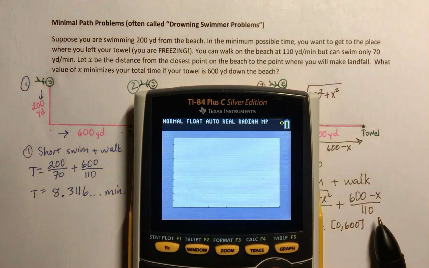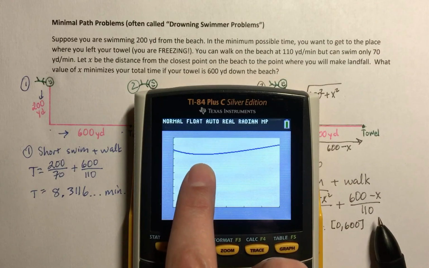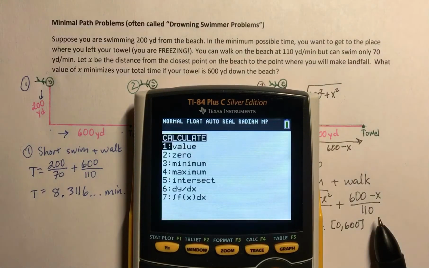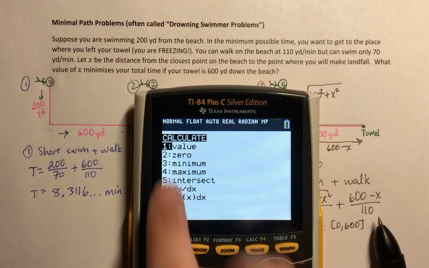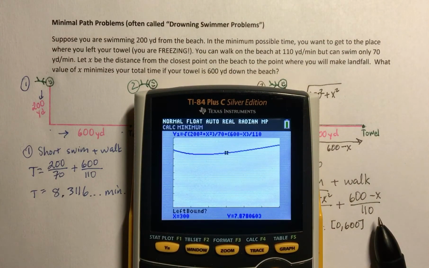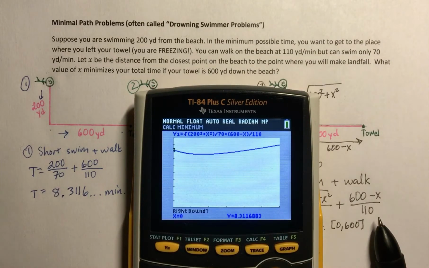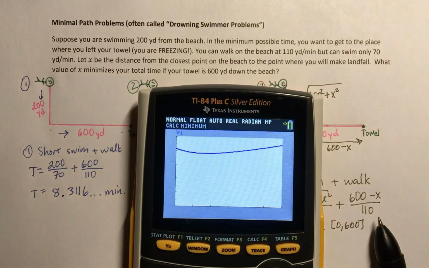Okay, so looking at our graph. It's always so slow. Okay, so I can see there is a spot where it is definitely less than either of my endpoints. And remember, we can find that by going second, trace, the calc menu. We choose minimum, so number 3. And then you can arrow or type, so you're left of that minimum spot. I can even just type the 0 in. For my right bound, I can even type my 600 in. And then for the guess, I don't even need to put a guess in. It'll find it. And it takes me there.